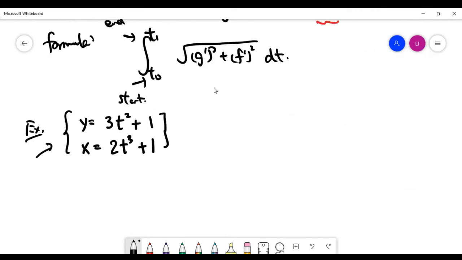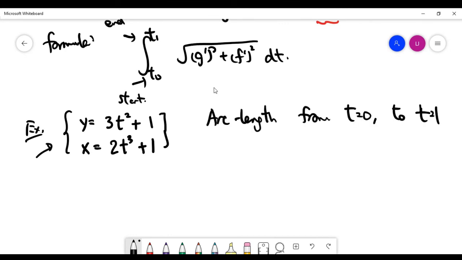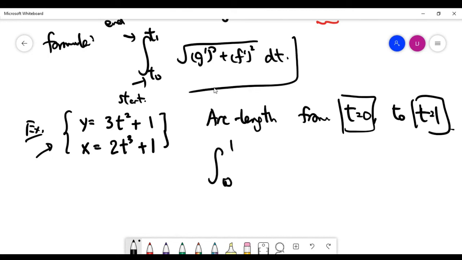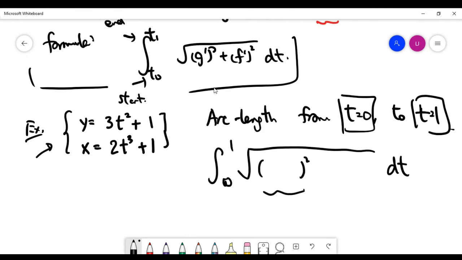So please look at the given parametric curve now. If I'm asking for the arc length along the curve from the starting point t equals 0 to the ending point t equals 1, can you tell me the formula of the arc length? So I can write it based on the formula given at the top here. And you have to integrate the variable t from 0 to 1, and the content inside the integral is the square root of something. So please think about this.